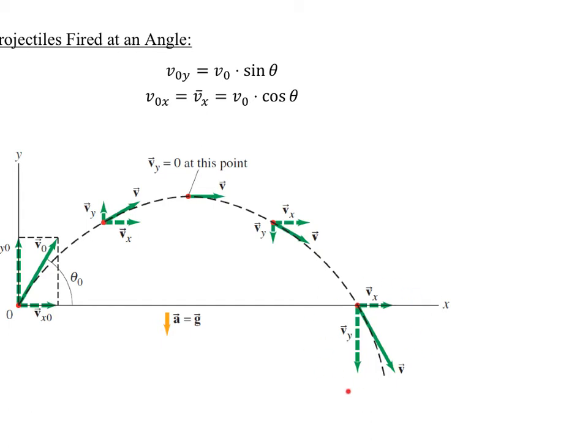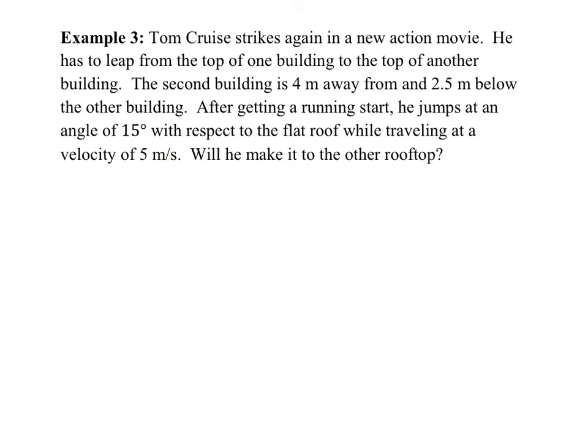And the same goes for the ending velocities. If we have vx at the end and we have vy at the end, we can find the overall velocity using what theorem? Hello, what theorem? Pythagorean theorem at the end there. Okay? Same as we did with the horizontally fired projectiles. So let's jump right into this example.